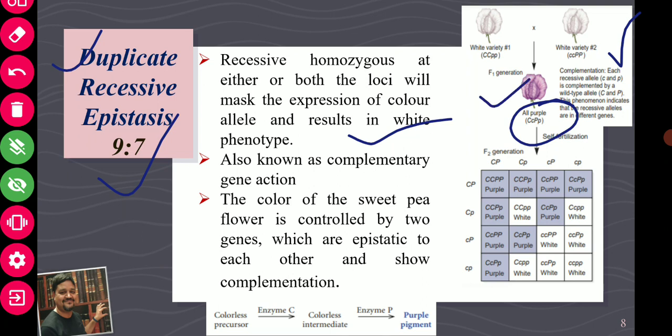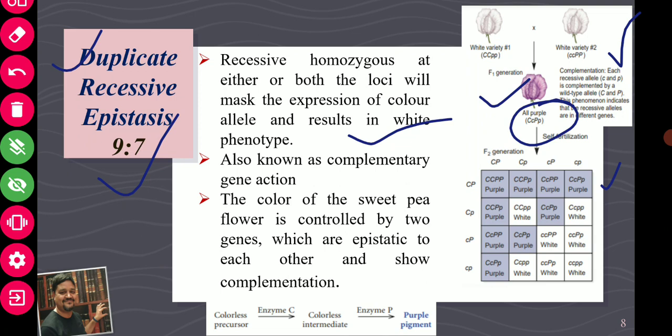So when these plants will be intersemated, the resultant plants, you can see, will be in the ratio of 9:7. Why 9:7? Because recessive alleles at either loci, or both the loci, will have the same phenotype, and the rest of the genetic composition will have a different phenotype.